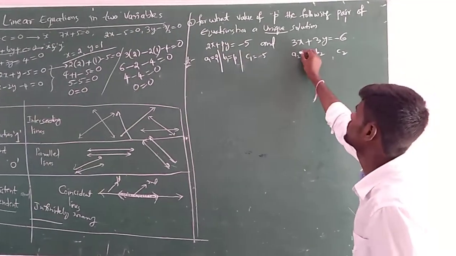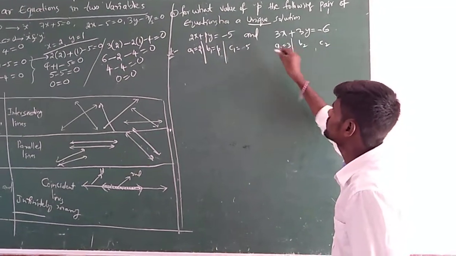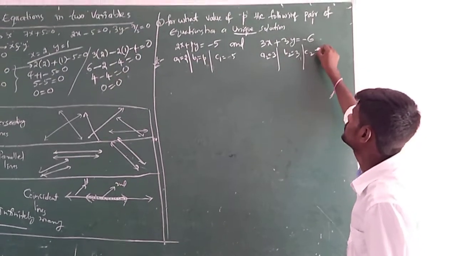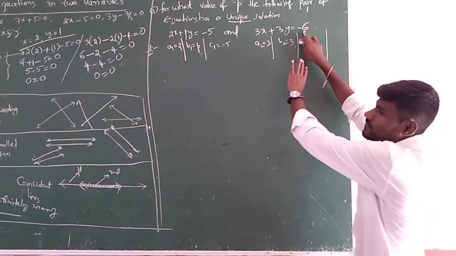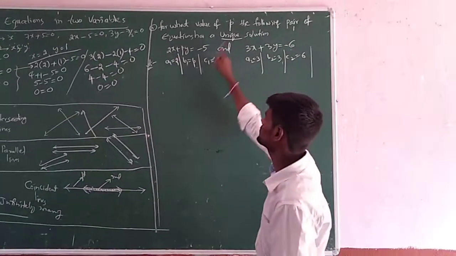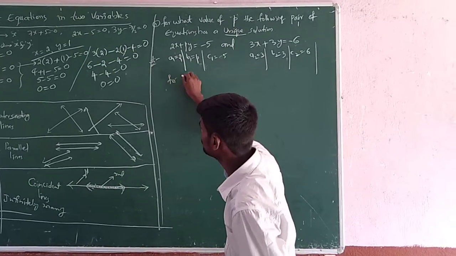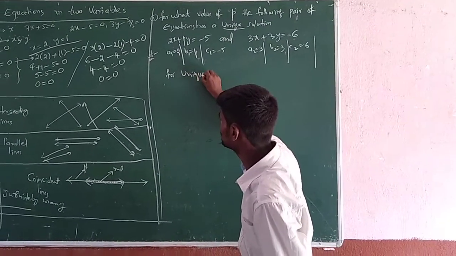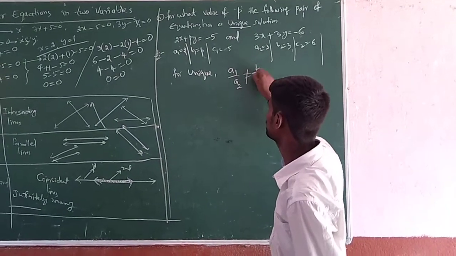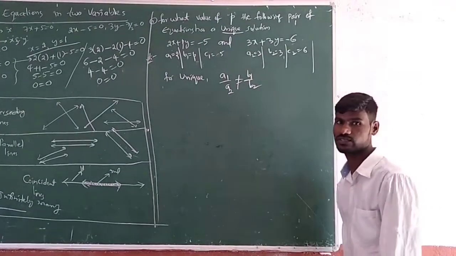Next here also, A2 is 3, and after we transpose, that becomes plus 5 here. B2 is also 3. C2 is what? Minus 6, but if you transpose, that becomes plus 6. Okay. Now what is the condition? Unique solution. For unique solution, what is the condition? Write down: A1 by A2 not equal to B1 by B2 for unique solution.